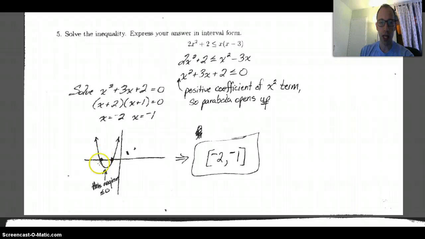If I'm between -2 and -1, which were the two zeros I found here, and notice that I am including those points by using the square brackets, because it would be okay for these to have x equals -2 or x equals -1, because that would just give me exactly 0, which would still meet the inequality.